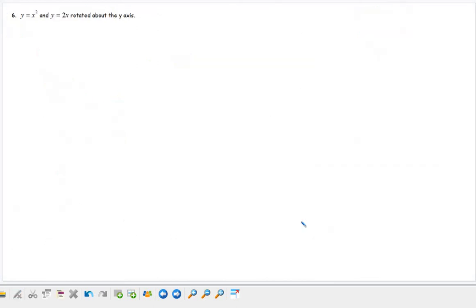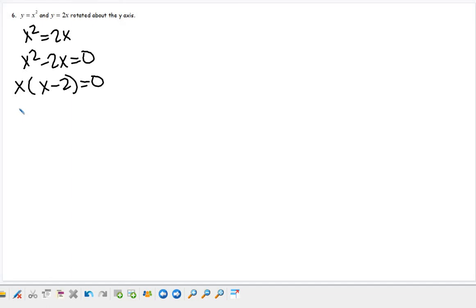For 6, we have y equals x squared and y equals 2x rotated about the y-axis. So definitely need to figure out where these two, I don't have any of that x equals 0 or y equals 1 to kind of give me an idea of where this is bounded. So the first thing I'm going to do is figure out where these two functions intersect. So x squared is equal to 2x. So x squared minus 2x equals 0. So x times x minus 2. So x is equal to 0 and x is equal to 2.